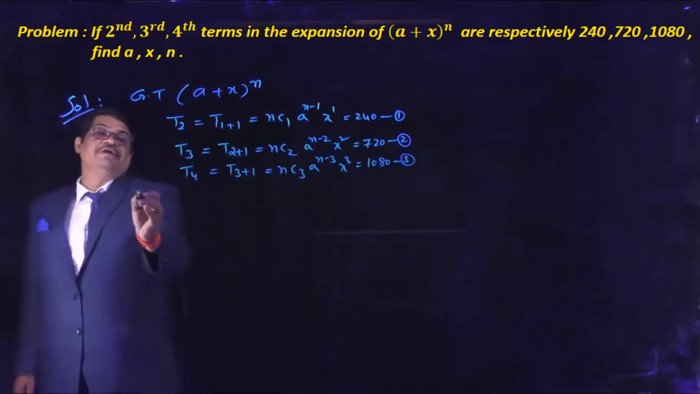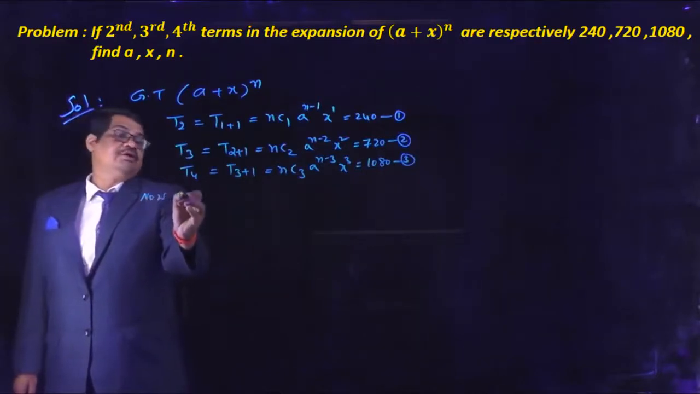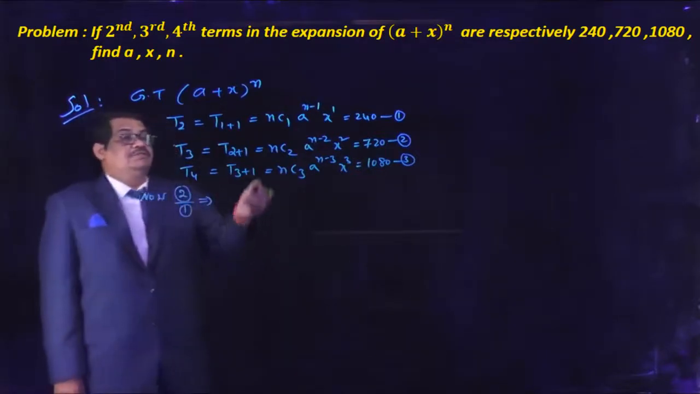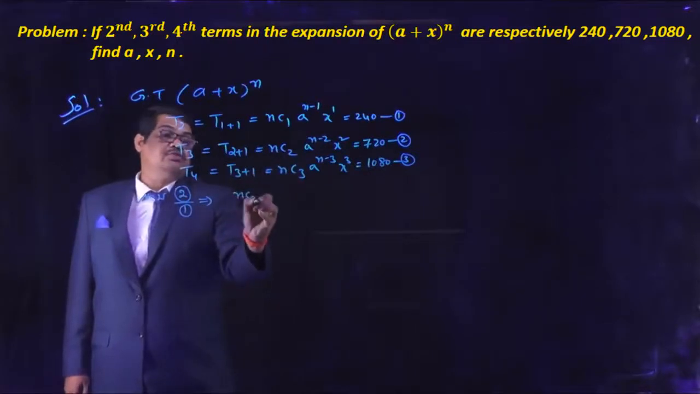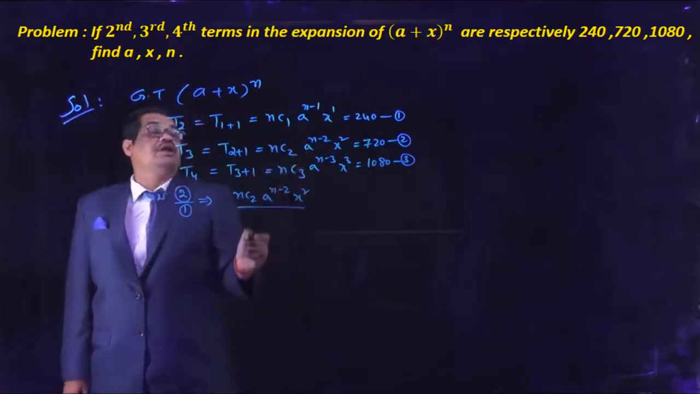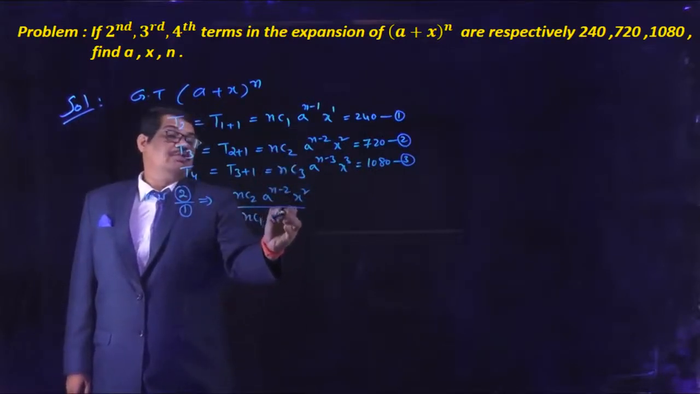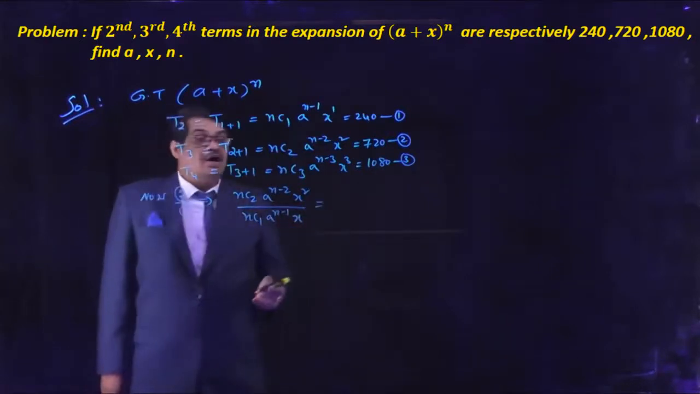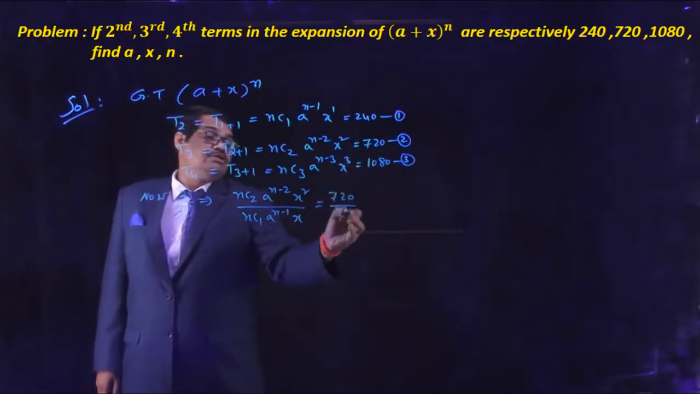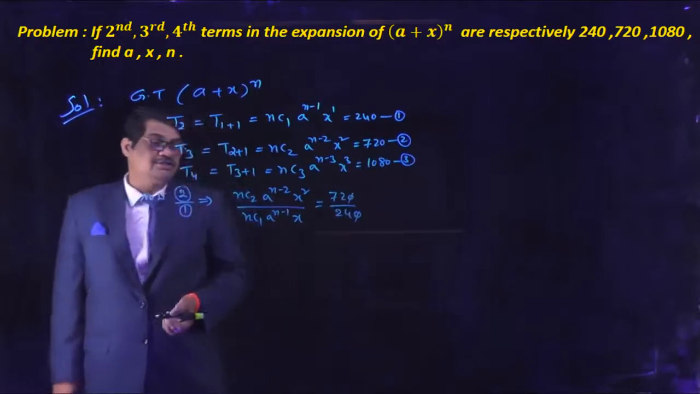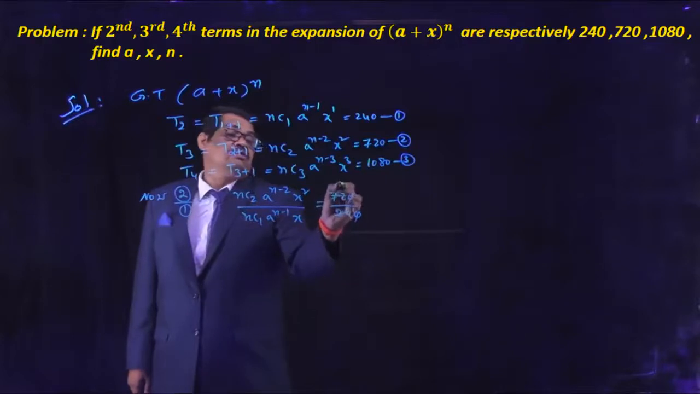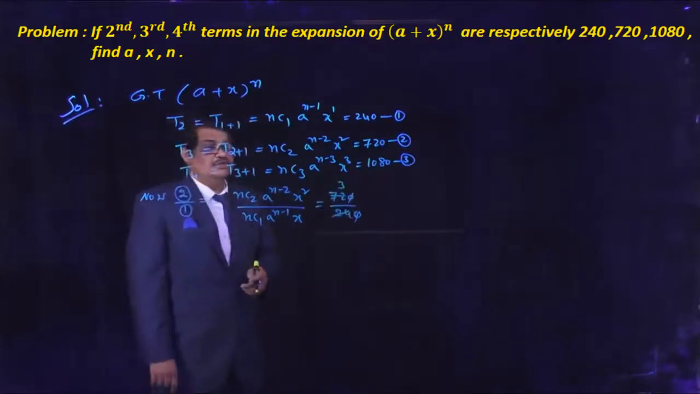Now we write equation 2 by equation 1. The LHS of equation 2 is nC2 a^(n−2) x^2, by the LHS of equation 1, nC1 a^(n−1) x. The RHS of equation 2 is 720, and in equation 1 it is 240. This 0 will be cancelled. Here 24 threes are 72.